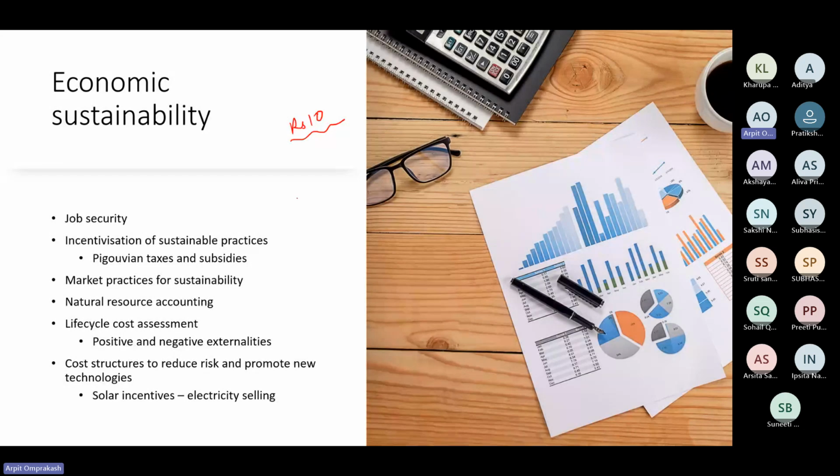If those costs are also assessed to put a price on the material, then probably that price would increase quite a lot, right? Because the thing becomes now more expensive because it has more negative externalities or negative influences. Right. Then the last point is cost structure to reduce risk and promote new technologies.